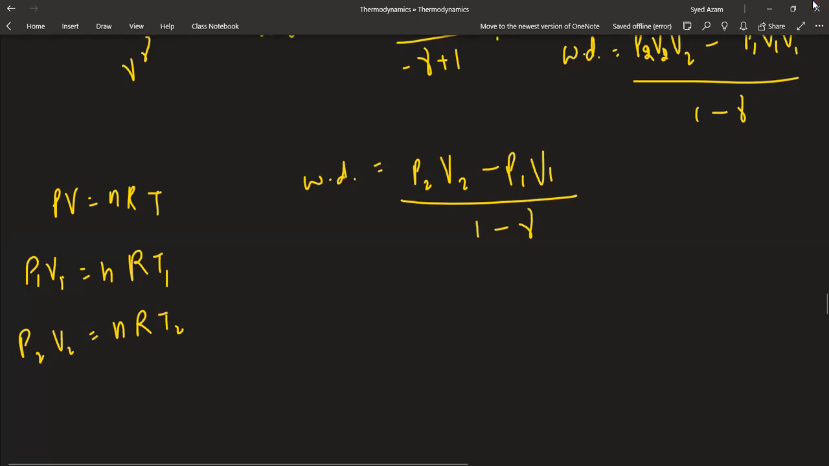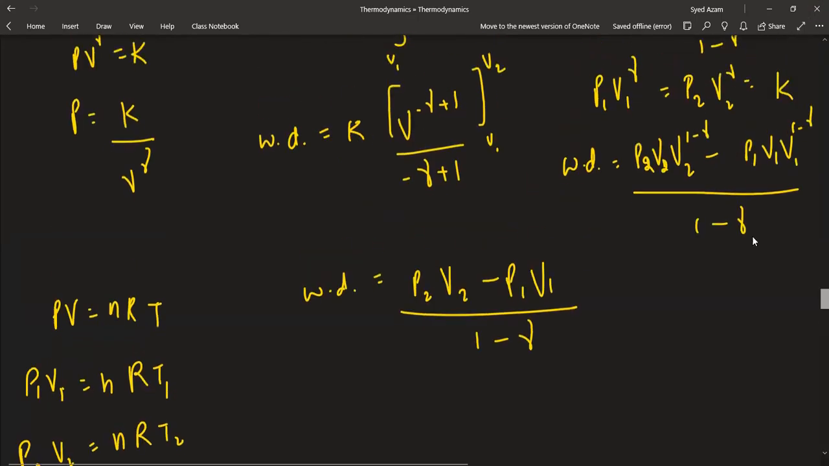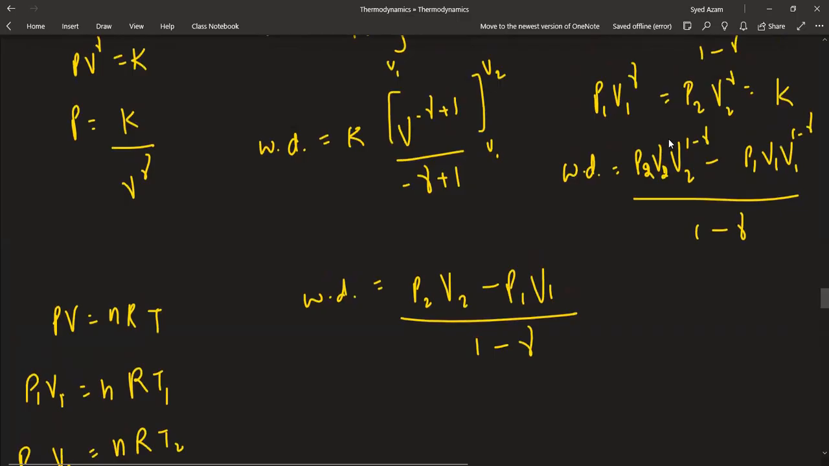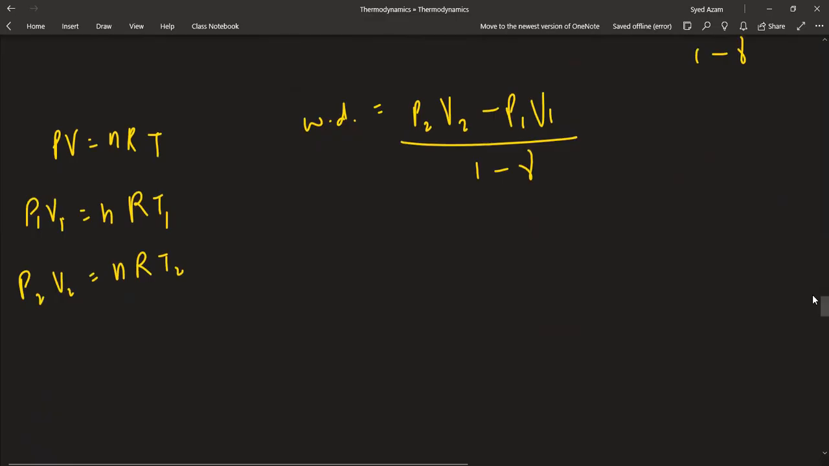Why? See here. This is P2 V2 to the power gamma into V2 to the power 1 minus gamma. This is P1 V1 to the power gamma into V1 to the power 1 minus gamma. So when the bases are same, powers get added up. So gamma and gamma get cancelled, right? So formula will be P2 V2 minus P1 V1 by 1 minus gamma.